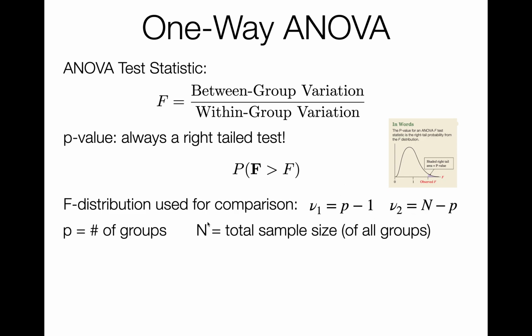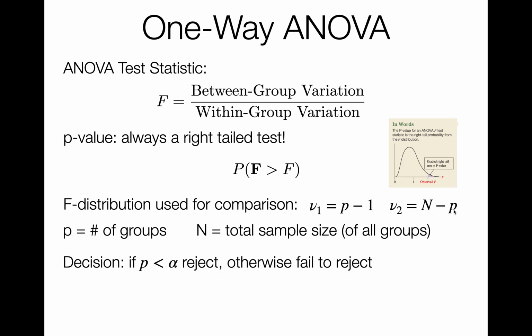So I have P, the number of groups, and I have N, which is the total sample size of all groups. The first degrees of freedom is the number of groups minus 1, and the second degrees of freedom is the total sample size, N, minus the number of groups. I know this is a lot of stuff that I'm throwing at you. Hopefully you can digest it enough to understand what's going on and to do an example problem. So that's the F distribution that we use in the p-value calculation.